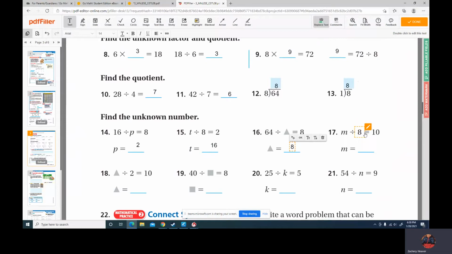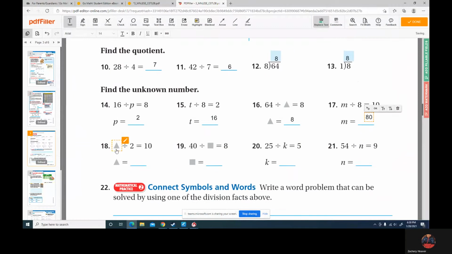What times 8 equals 10? Well, we know 10 times 8 equals 80. Or triangle times 2 equals 10? Well, we know 10 times 2 equals 20. 40 divided by square equals 8. Well, we know 8 times 5 equals 40.